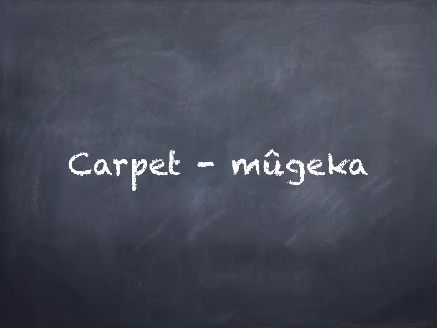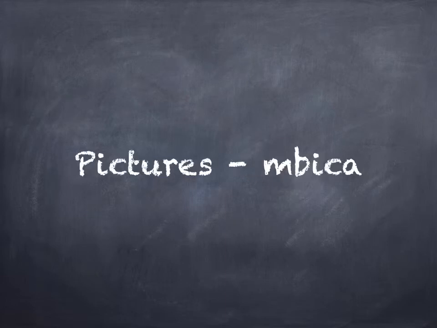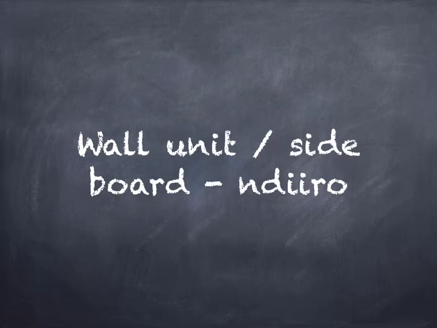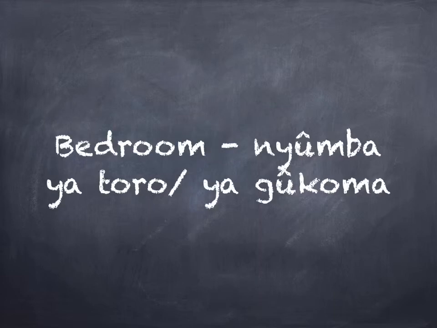Carpet is known as mûika. Wall pictures known as mbica. The wall clock known as thaa ya rûthingo. The wall unit or the sideboard is known as ndiroo. And this is when we move over to the bedroom, which is referred to as nyûmba ya toro. And nyûmba ya gûkoma is also correct.